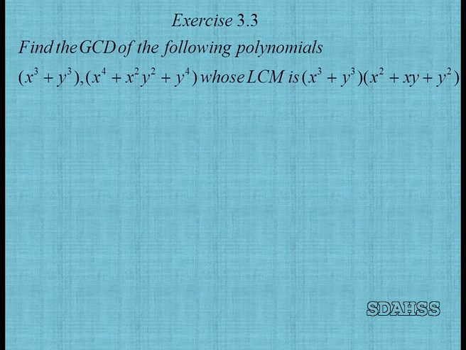Point 3. Find the GCD of the following polynomials: x cube plus y cube, and x power 4 plus x square y square plus y power 4, whose LCM is (x cube plus y cube) into (x square plus xy plus y square).